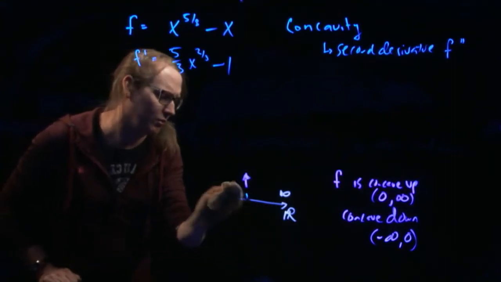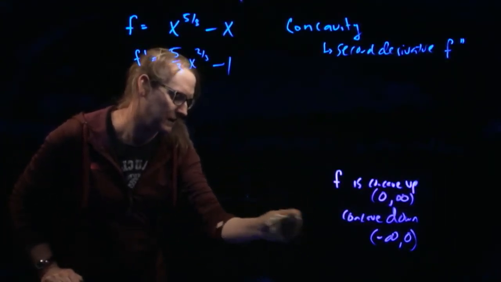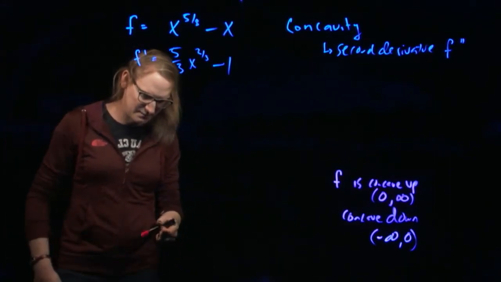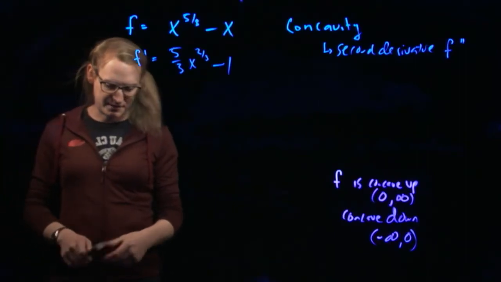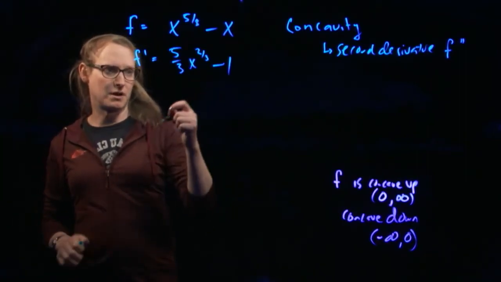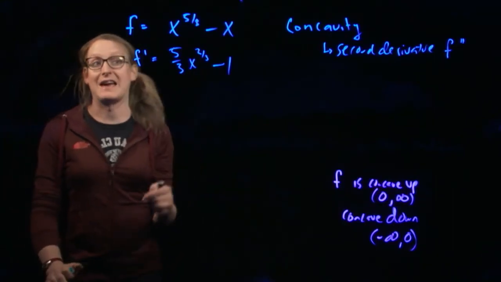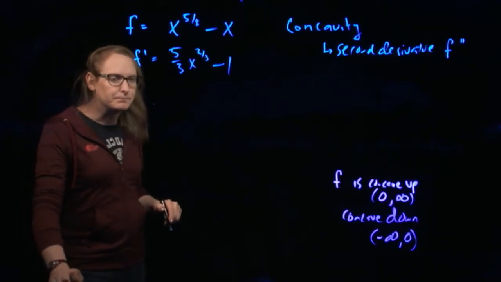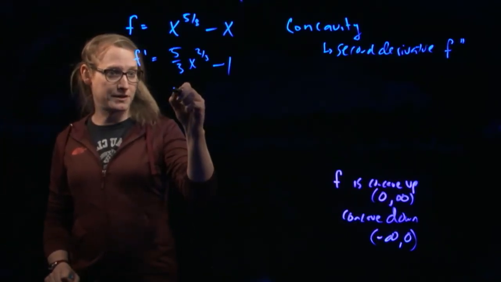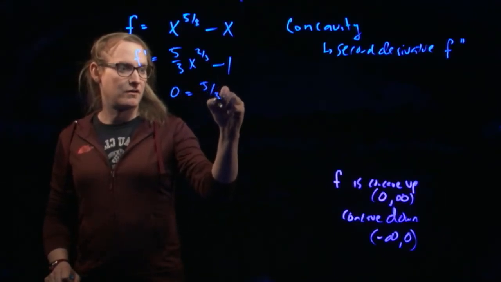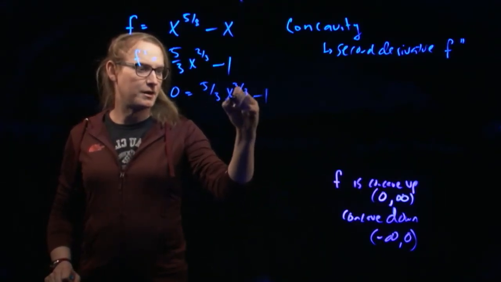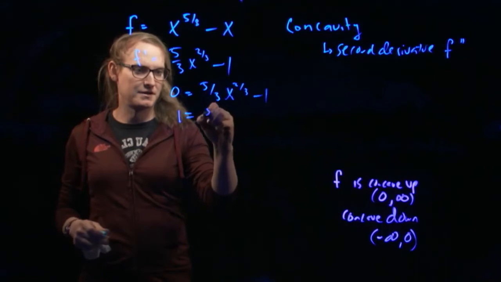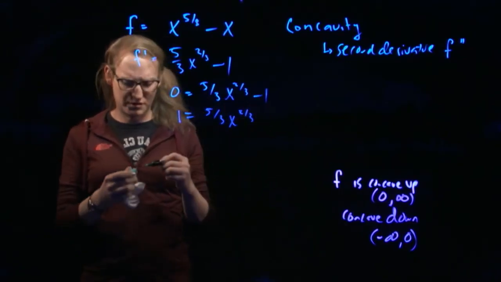All right. So I want to find the critical points. It's going to be the thing I do next. So to find the critical points, I'm going to set the first derivative equal to 0. Note that the first derivative is everywhere defined, because I can always take x to the 2/3. So let's get the critical points by going 0 equals 5/3 x to the 2/3 minus 1. I'm going to add that 1 to the other side.